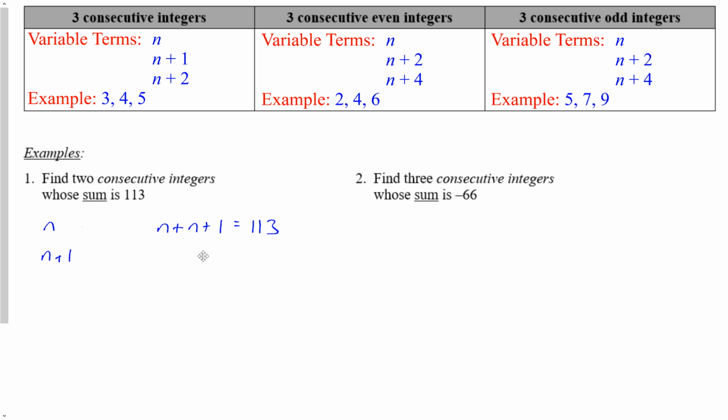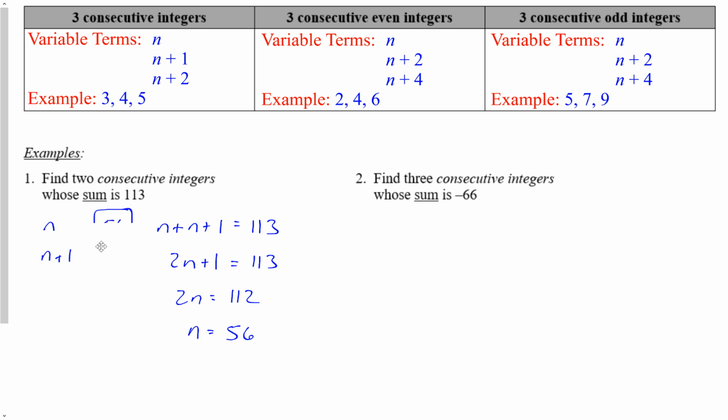So first step would be to combine like terms, making it 2n plus 1 equals 113. Now I'm going to subtract the 1 from both sides to get 2n equals 112. Lastly, I divide by 2, and we have n equals 56. So that 56 is actually the first consecutive integer that we were asked to find.